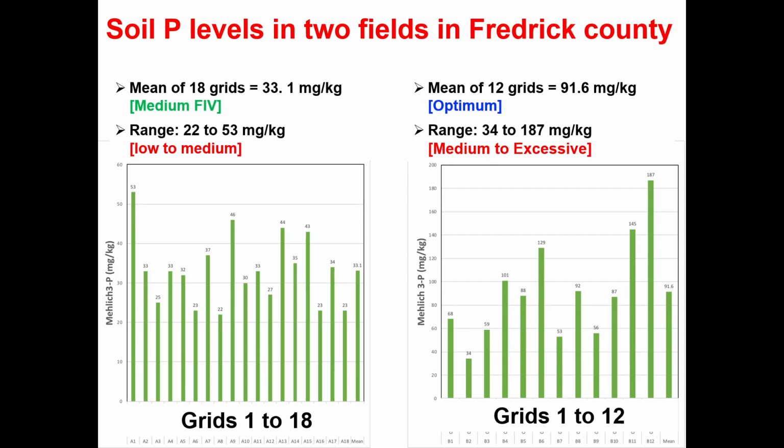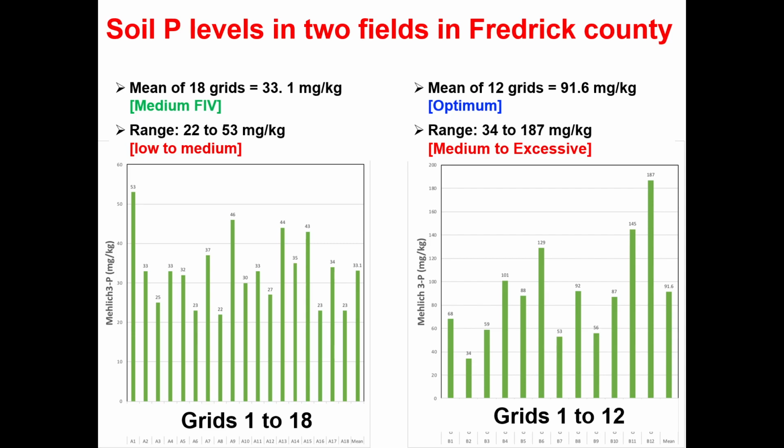So we're surprised that doesn't have a whole lot going on. The other field right next to the dairy farm was a whole different story. Again, we had 12 grids, and if you look at the average, you're getting about 92 FIB, which is your optimum category. But if you look at the range, this is where the trouble is. You're going anywhere from the medium to the excessive category.